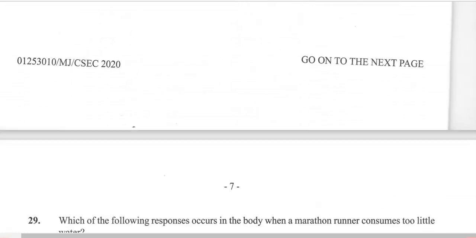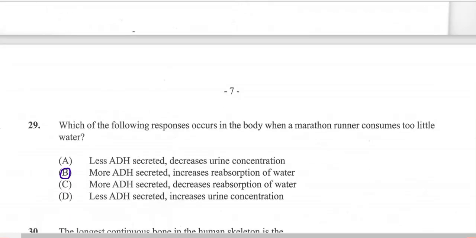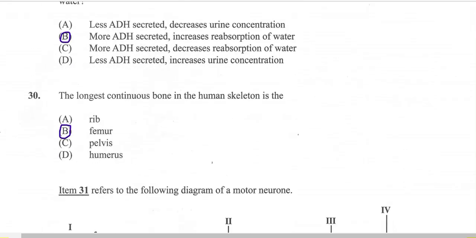We're moving on now to question 29. Which of the following responses occur in the body when a marathon runner consumes too little water? Here we're looking at ADH. More ADH will be secreted, increasing the reabsorption of water. So our answer here is going to be B for 29, and of course a diagram is in your textbook that could help you with the response here. Ensure you know the diagram because the question is not always like this.